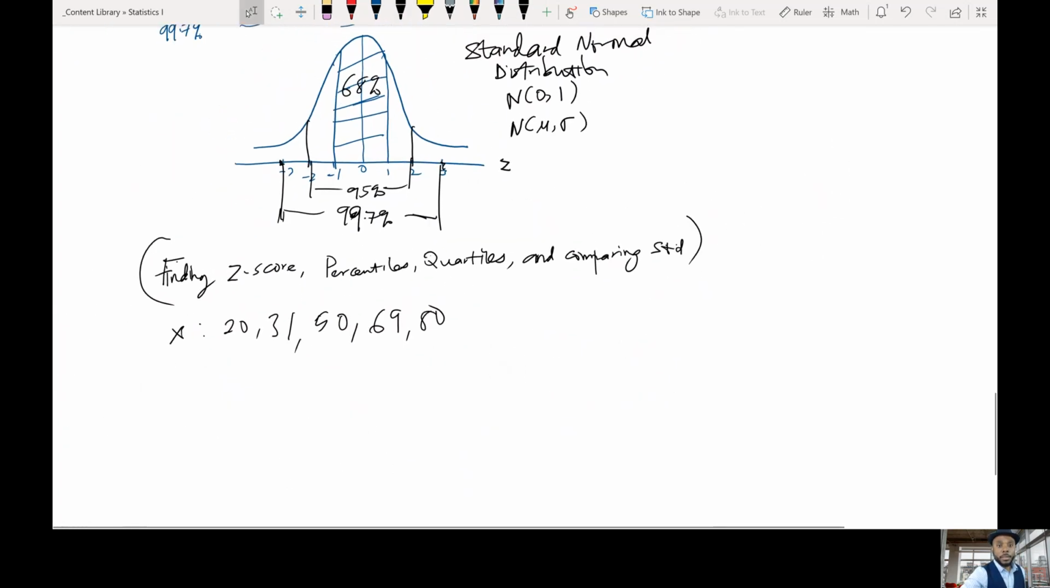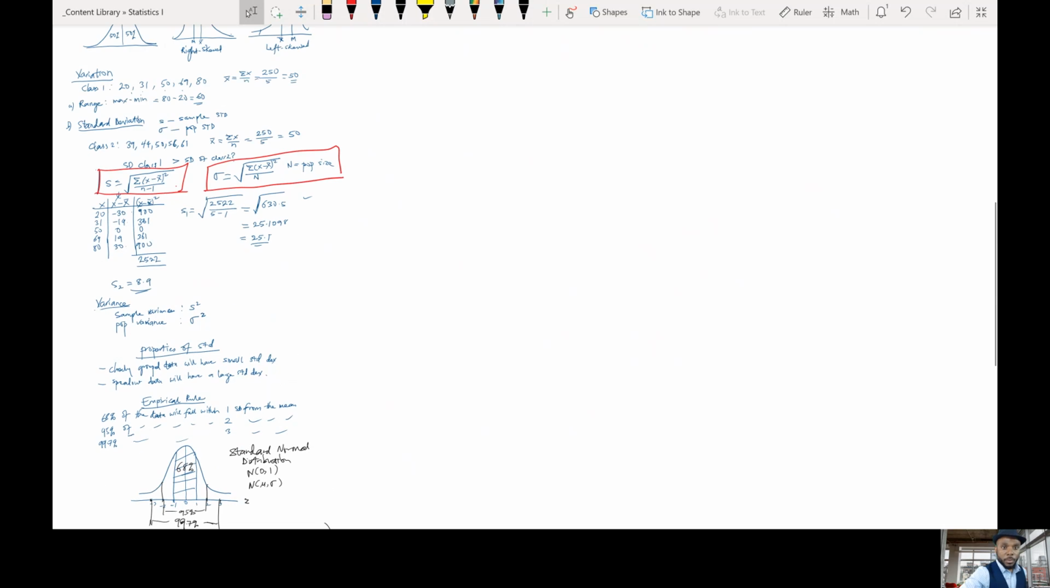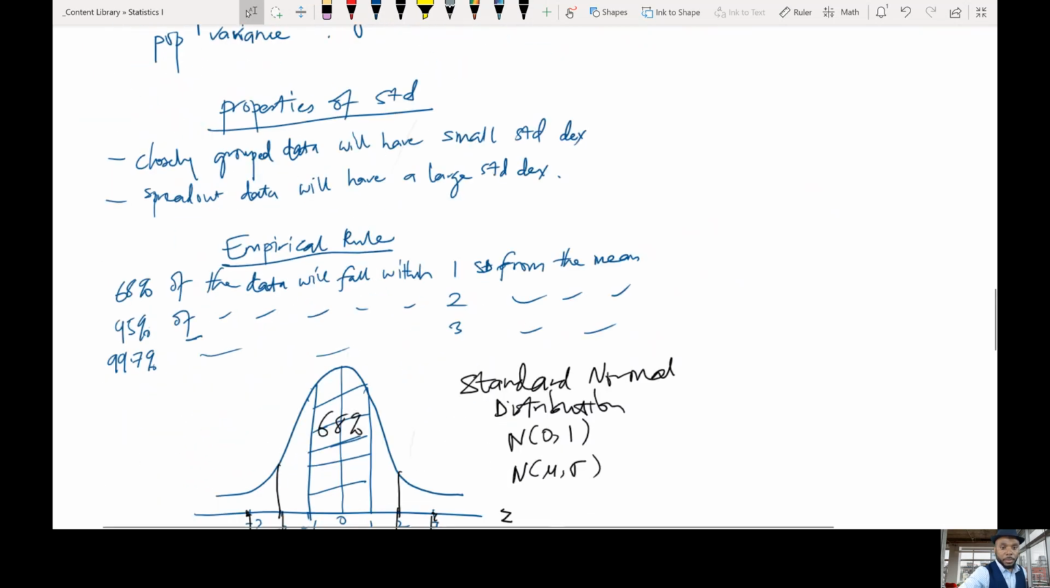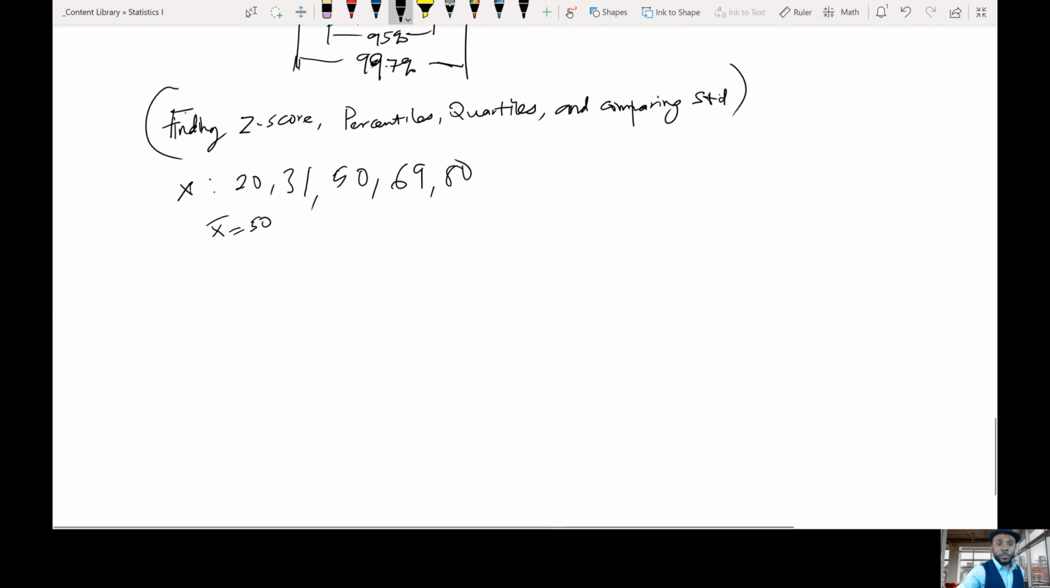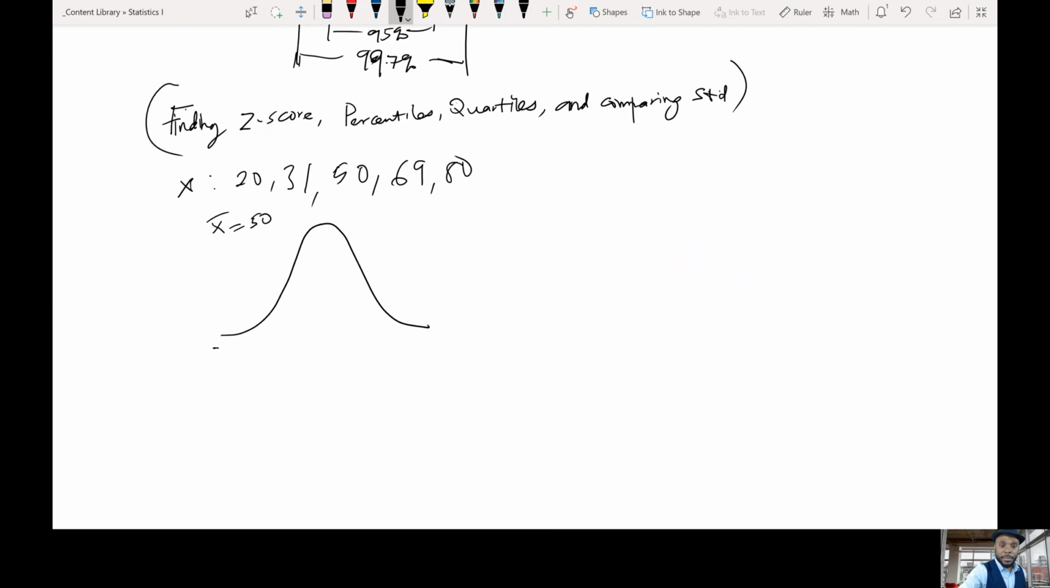And what was our mean? The mean was 50, so x bar was equal to 50. If I am to draw a distribution out of this, we say that this is x and the mean here is 50. This is our normal distribution. Of course, the distribution of this data might not look like this, meaning it might not be symmetrical. It might be approximately symmetrical, but I just want to put it in the context of the mean here.